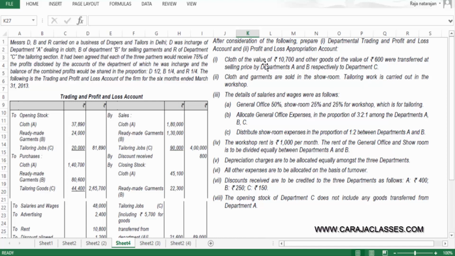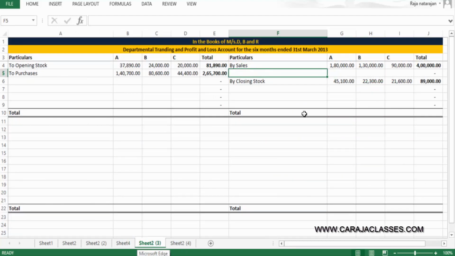Point number 1, cloth of value 10,700 and other goods of the value of 600 were transferred at selling price by Department A and B. So for Department A and for Department B, there is a transfer. So let's capture the transfer by internal transfer. Department A is transferring 10,700 and Department B is transferring 600.